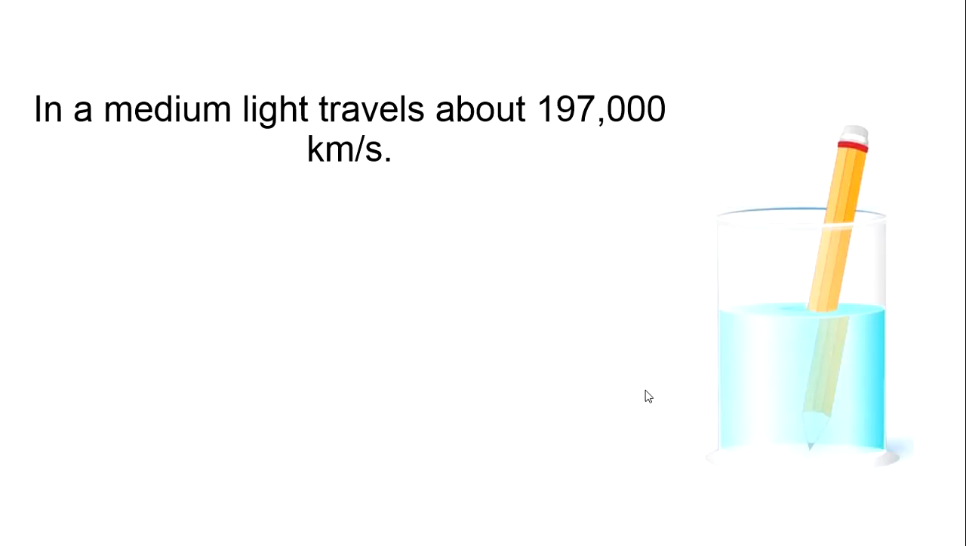Light can also travel through different mediums: air, water, liquid, solid, and gas. In mediums, the speed varies. For example, it's about 197,000 kilometers per second. Now the speed of light is so fast that some scientists think nothing travels faster than that. As I said, it's the fastest thing to travel in all the universe.